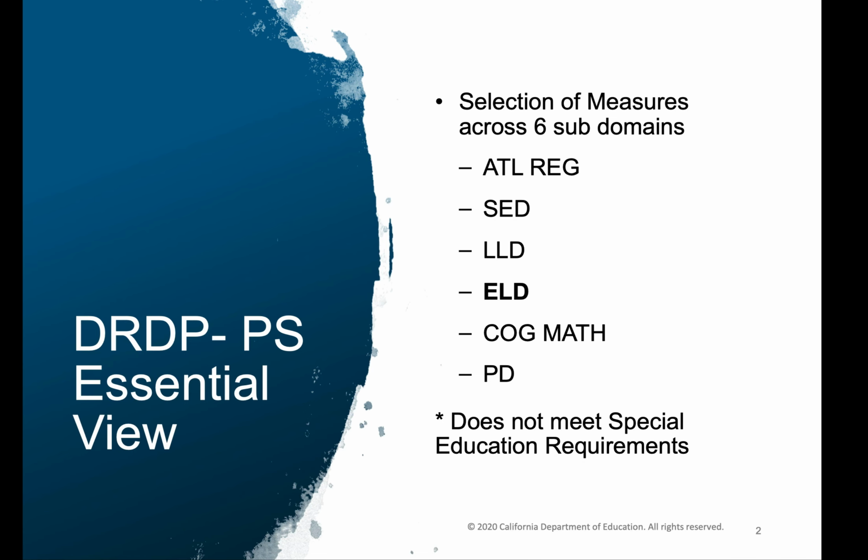The DRDP Preschool Essential View is a selection of measures across 6 subdomains. You will find measures for the approaches to learning and self-regulation domain, social and emotional development, language and literacy development, English language development, cog math, and physical development. This view of the assessment does not meet special education requirements.